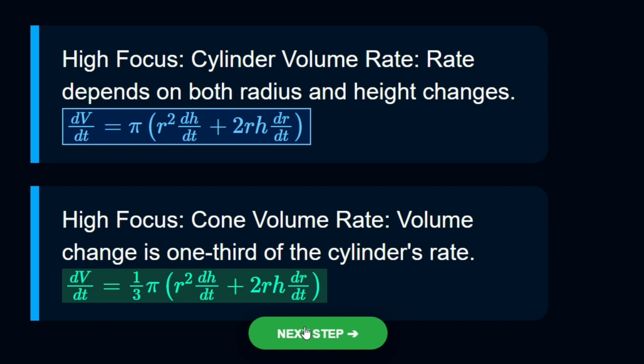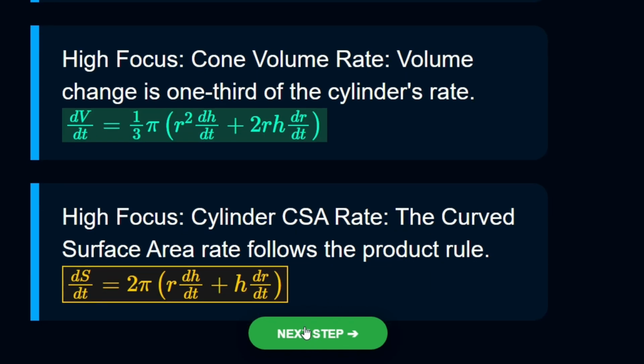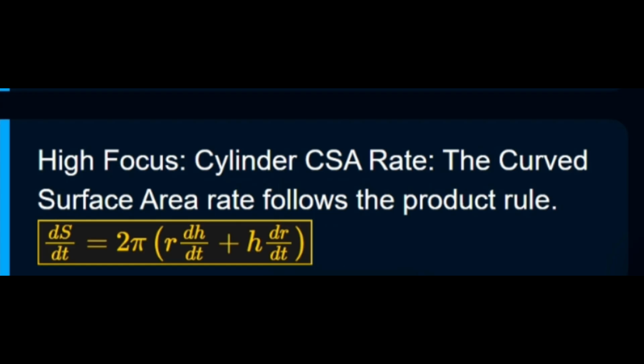The next formula, CSA of cylinder. Cylinder CSA rate: the curved surface area rate follows the product rule. ds by dt is equal to 2 pi into r into dh by dt plus h into dr by dt.